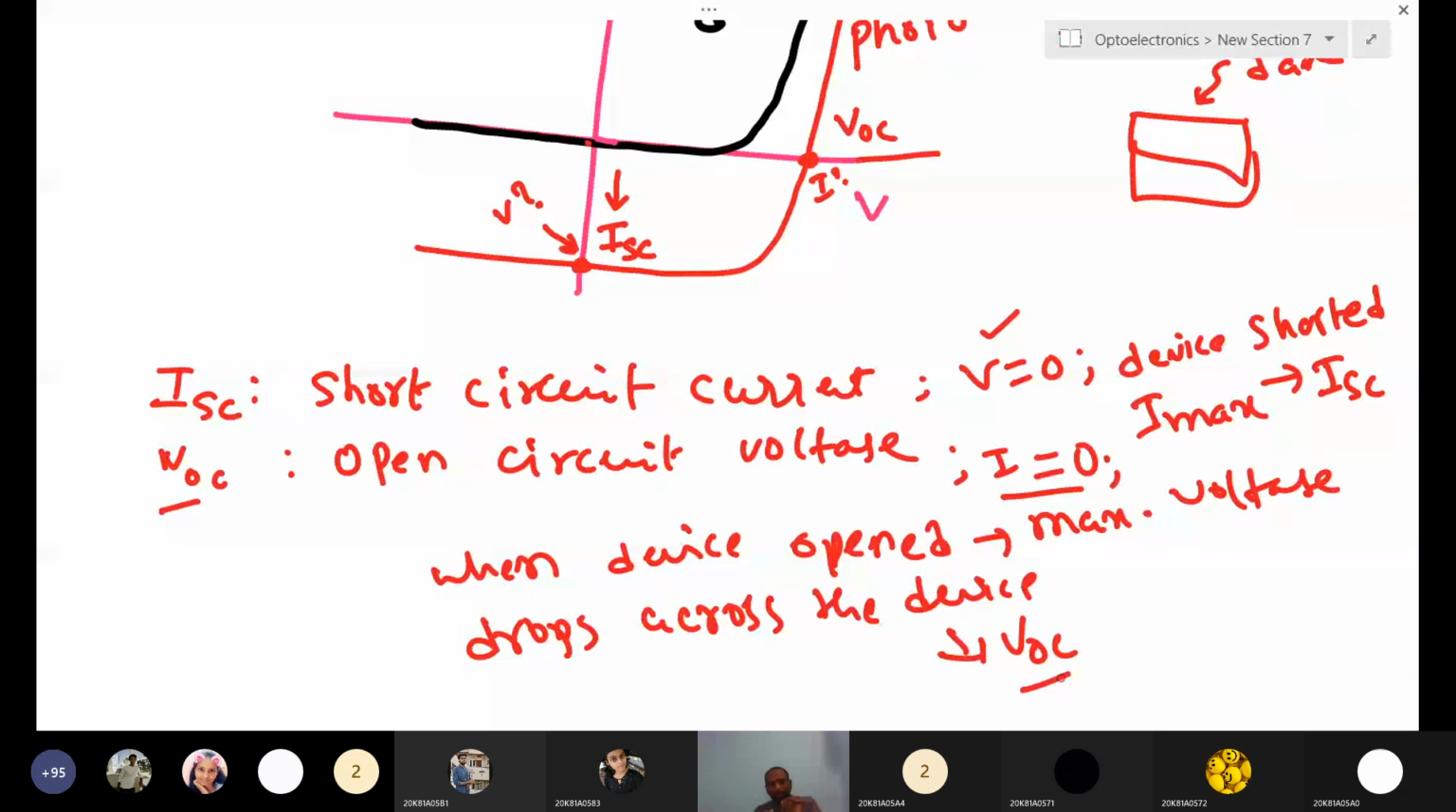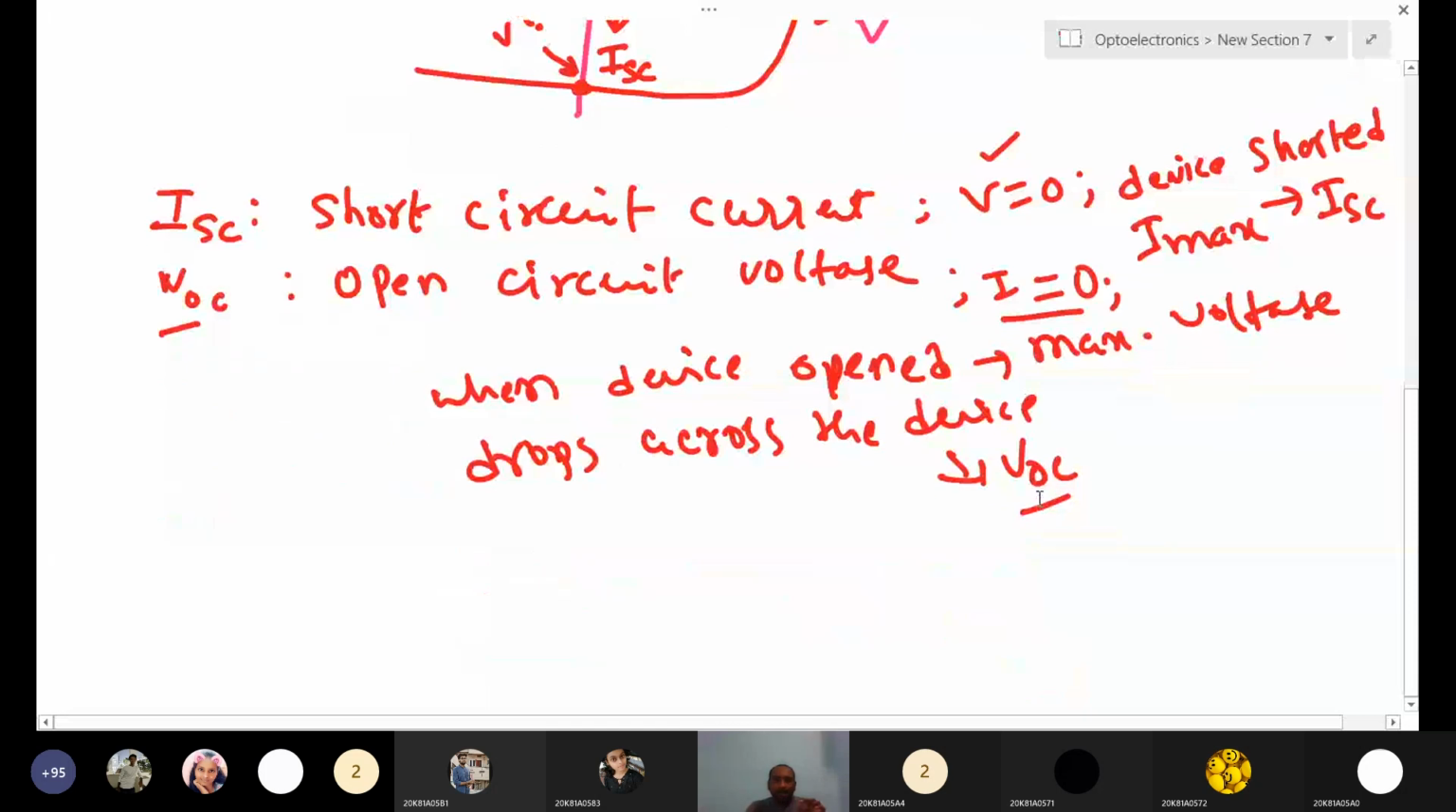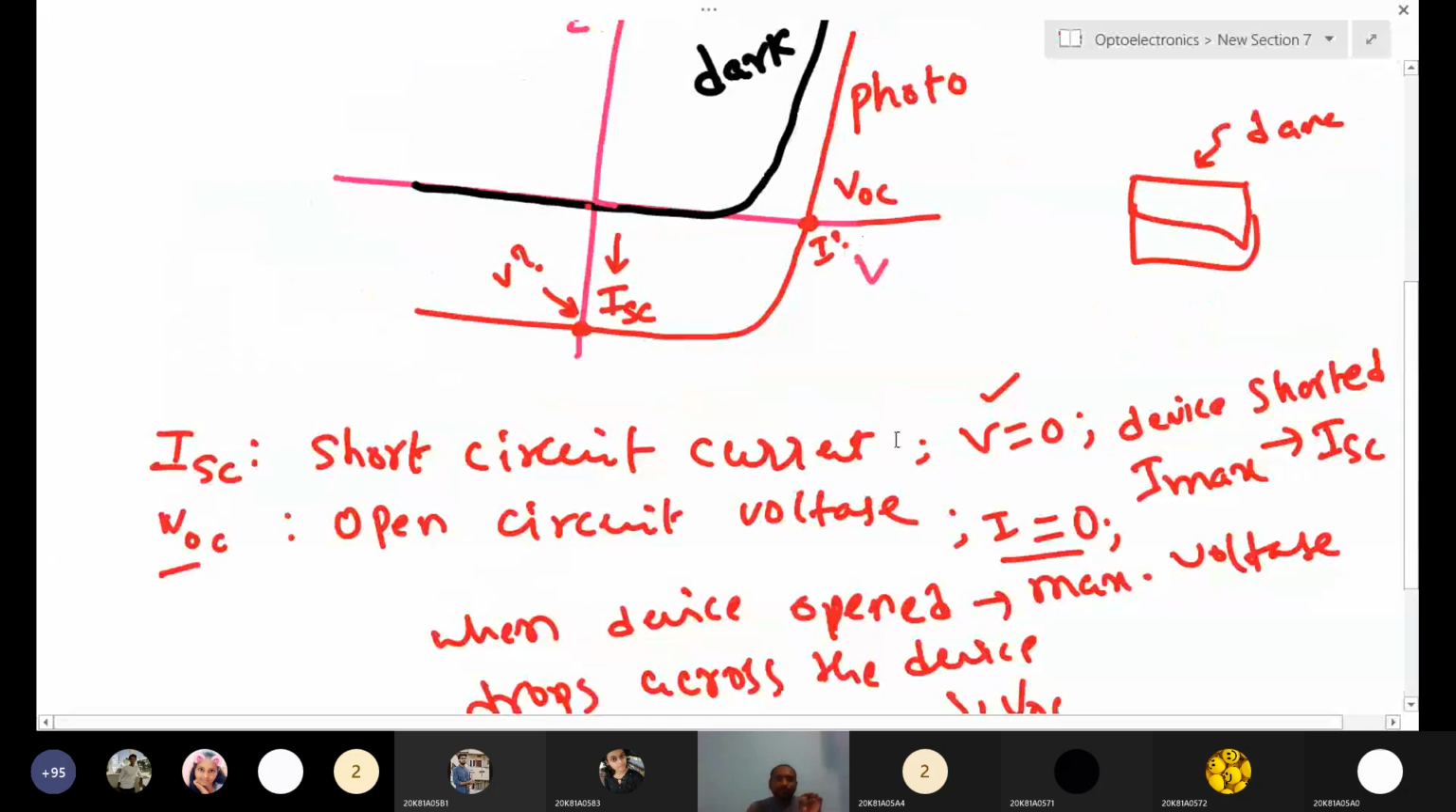So if you take a small example in our home, if you put on the switch, then only the bulb will glow. That means current is flowing. When you switch off, there is no current flow, so the bulb will not glow. It is the same thing here also. Current zero means the circuit is opened, the device is open. So when the device is open, we only observe the voltage drop. That is what VOC means, the maximum voltage drop. So now we have ISC and VOC.